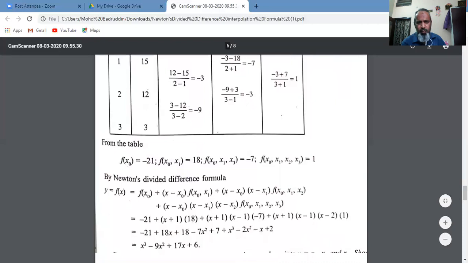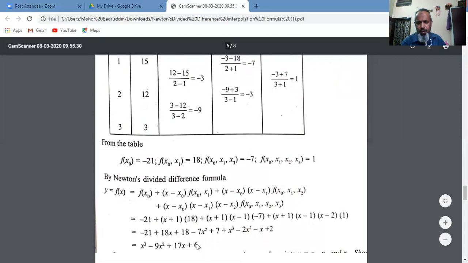Again, simplifying: minus 21, 18x plus 18. (x plus 1)(x minus 1) is x square minus 1. Multiplying with minus 7 gives minus 7x square plus 7. Again, this is the product of three factors: (x square minus 1)(x minus 2), which becomes x cube minus 2x square minus x plus 2. After rearranging and simplifying the terms, we get the polynomial f of x is equal to x cube minus 9x square plus 17x plus 6.